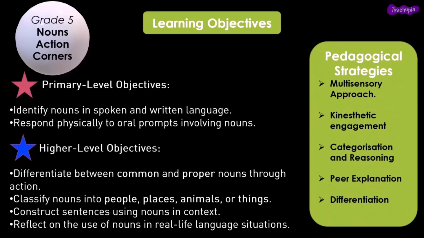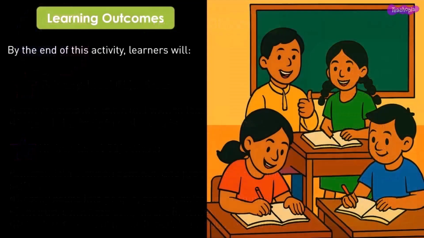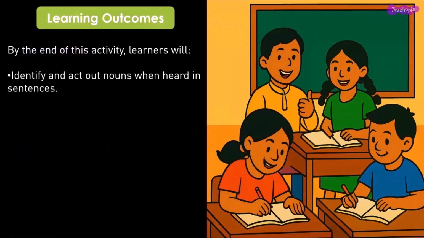The strategies included are multisensory approach, where hearing, that is listening to nouns, movement through physical response, and seeing the flashcards constitutes this approach. TPR, kinesthetic engagement, increases memory retention. Categorization and reasoning encourage higher order thinking. Peer explanation builds metacognitive skills. Differentiation, visual and verbal supports helps diverse learners.